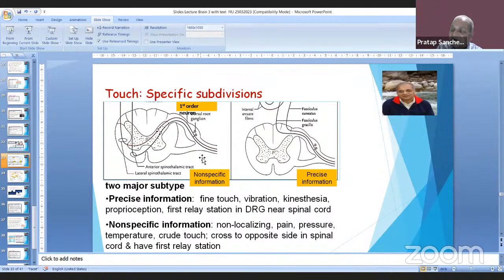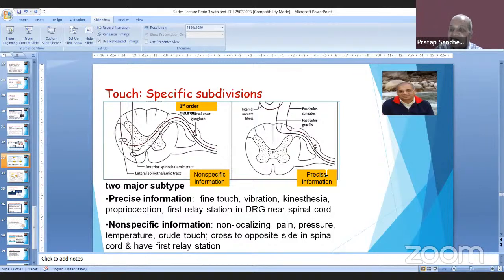But touch, the most common one, is the sense of touch. Science has further divided this touch into two important ones: precise information and non-specific information. Precise information is like fine touch, vibration, kinesthesia, proprioception. This one crosses onto the opposite side and then ascends up, say on the left side. Whereas the non-localizing information, pain, pressure, temperature, crude touch, crosses to the opposite side in the spinal cord later on, not in the beginning.